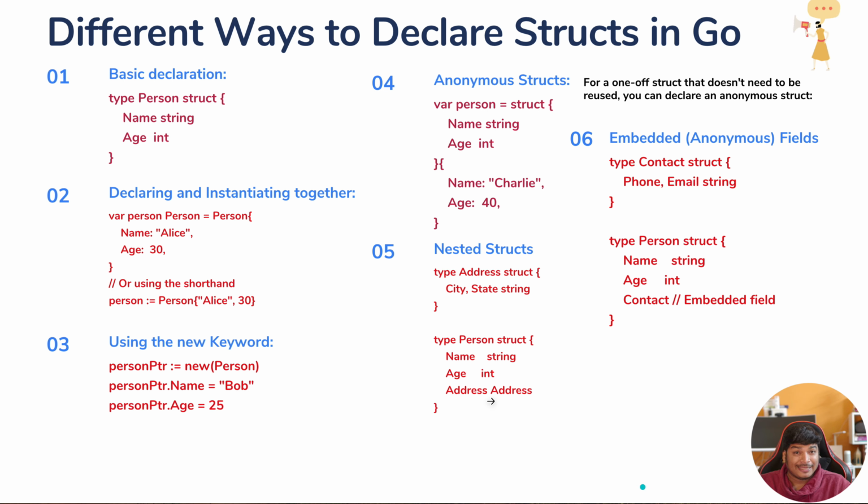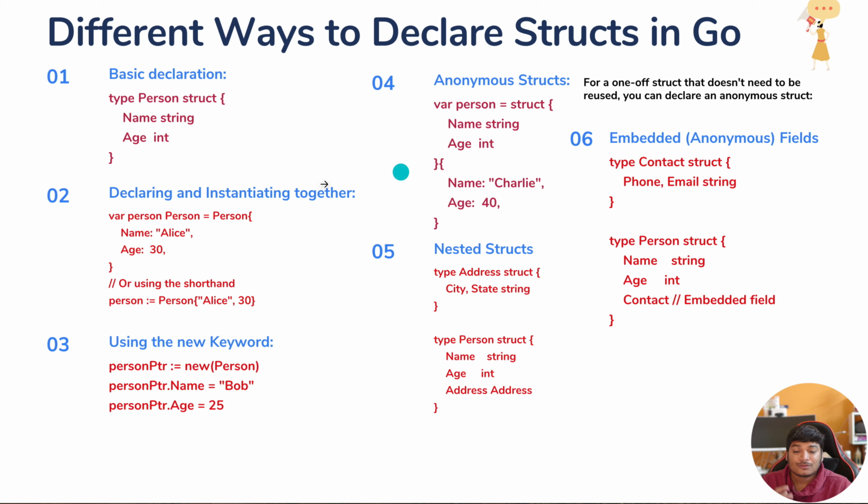Okay. Then the third option, using the new keyword. In pointers we covered the new keyword. Similarly here also you can create the variable using the new keyword. Okay, so personPointer colon equals, because it gives a pointer, that is colon equals just shorthand, equals new Person. Now this way you create a pointer to the Person struct. Okay, and then to add a value you can say personPointer dot name is Bob, and personPointer dot age is 25. So this is also a way you can create a struct pointer.